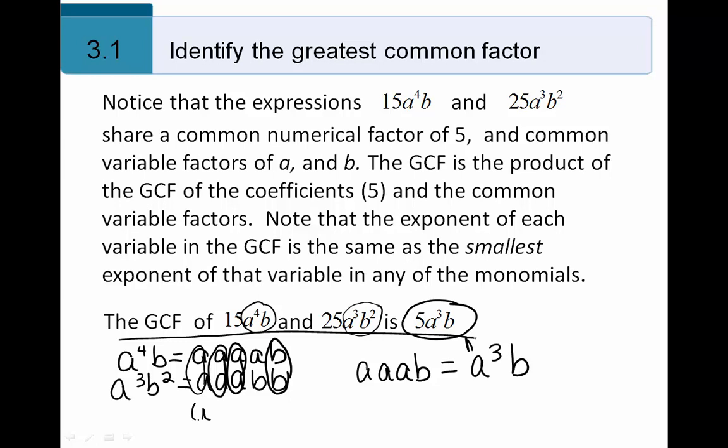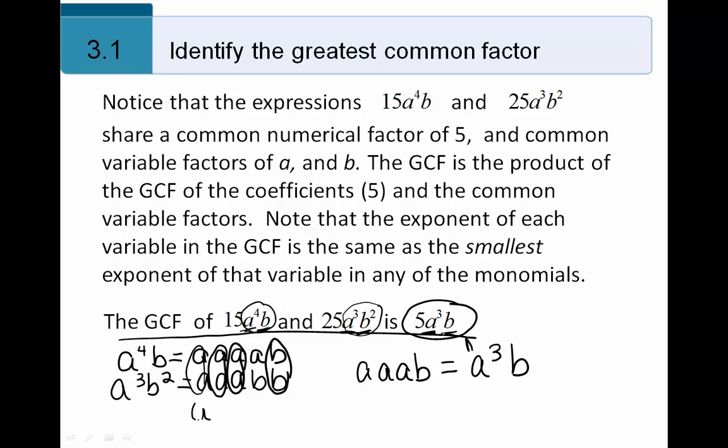Notice the greatest common factor of a to the 4th and a cubed is a cubed, and the greatest common factor of b and b squared is b. So if you're trying to find the greatest common factor of variable terms, it's going to be whatever the smaller exponent is. And that's what is explained above. Note that the exponent of each variable in the GCF is the same as the smallest exponent of that variable in any of the monomials.